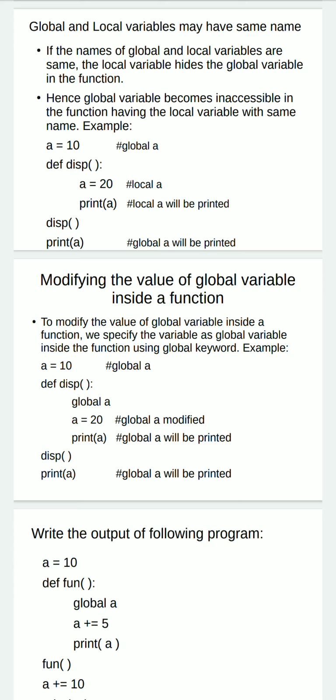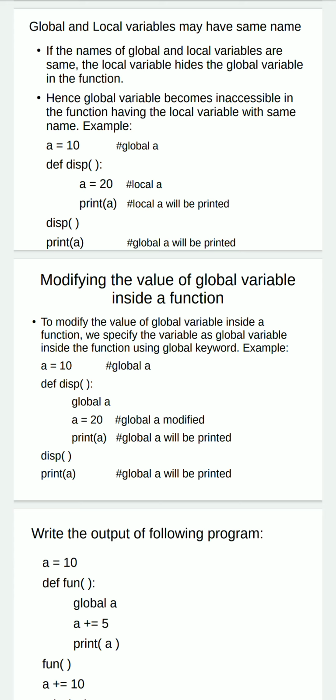This line will not create a local variable of this function because we have already defined a as global. So this line will assign the value 20 to the global variable a. In the next line we are printing a. This a will be the global variable because we have not defined the local variable of this function. So the program will run from the first line. In the first line global a is defined as 10. The next line is the definition of functions.